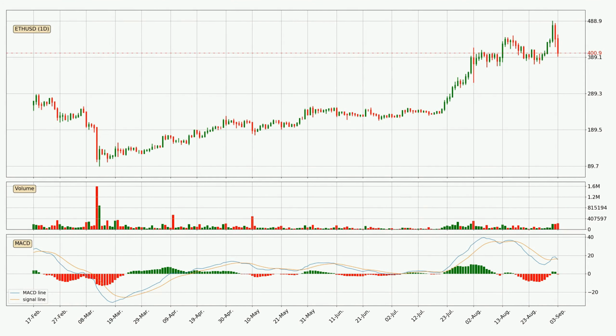Jumping to the daily MACD, the trend is currently going down because the MACD line is below the signal line. We can expect for the price to continue going down, or perhaps remain at least stable, because the MACD histogram shows the momentum currently being strong.